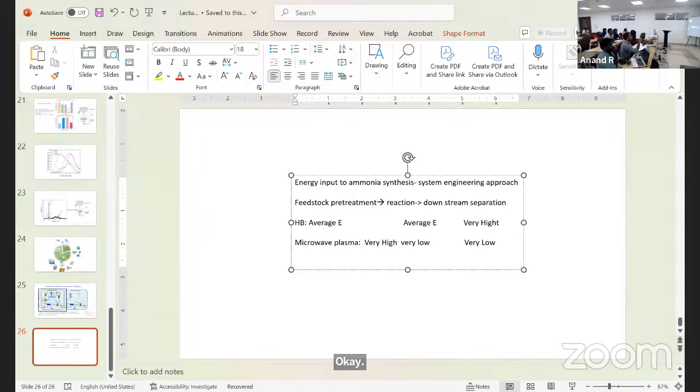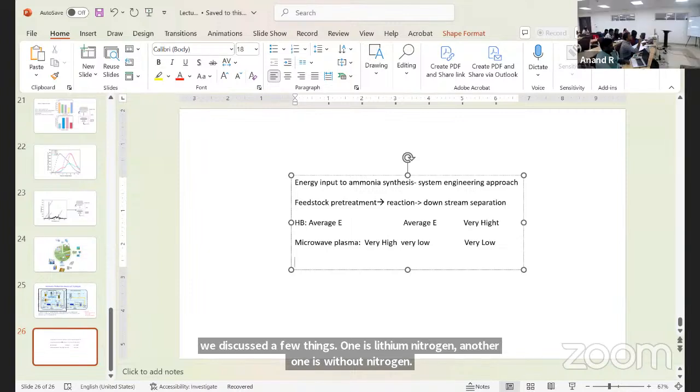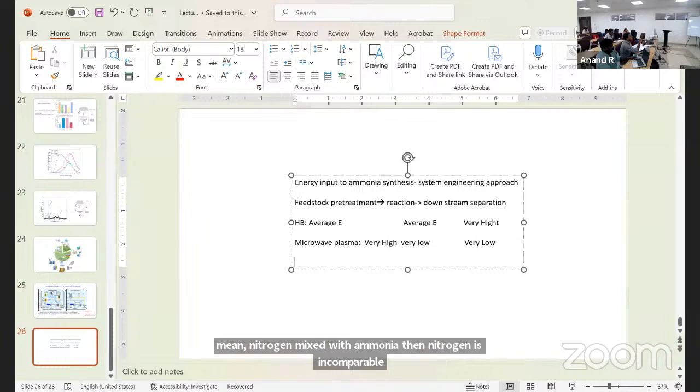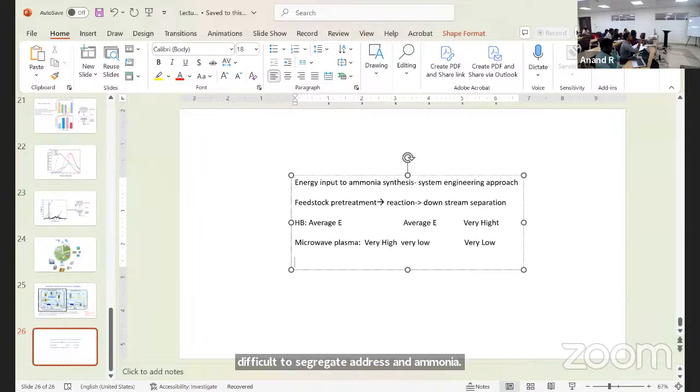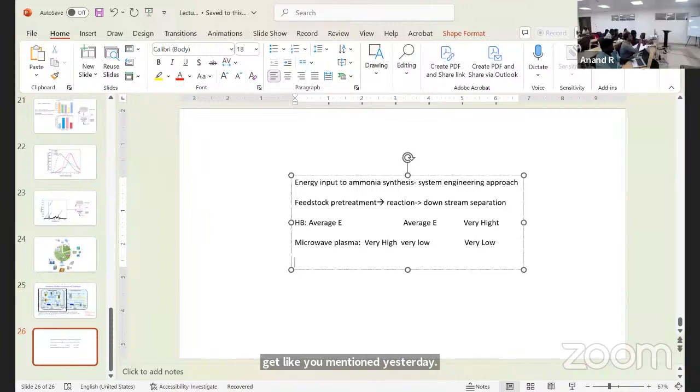Is it possible, sir? Actually, downstream side, yesterday we discussed a few things. One is with nitrogen, another one is without nitrogen. I mean, nitrogen mixed with ammonia, then nitrogen is incompressible. Difficult to segregate nitrogen and ammonia. If hydrogen is mixed with ammonia, then we can easily segregate. Or water vapor is mixed with ammonia, then we can easily segregate, like we mentioned yesterday. So downstream separation, you mentioned very low for microwave plasma.